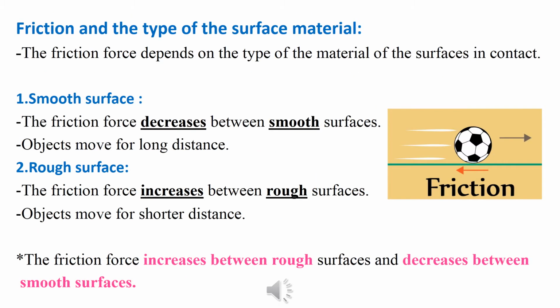Now we will talk about friction and the type of the surface material. The friction force depends on the type of the material of the surfaces in contact. We have two types of surfaces, smooth surface and rough surface. The friction force decreases between smooth surfaces and the object moves for a long distance. But on the rough surface, the friction force increases and the object moves for a shorter distance. So the friction force increases between rough surfaces and decreases between smooth surfaces.